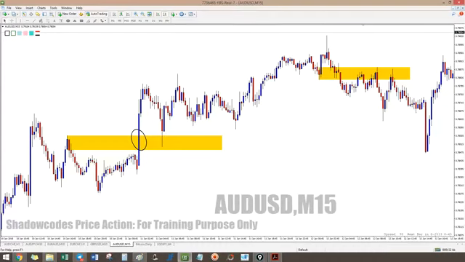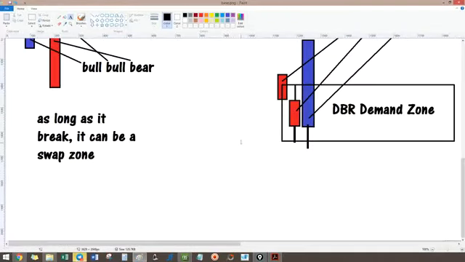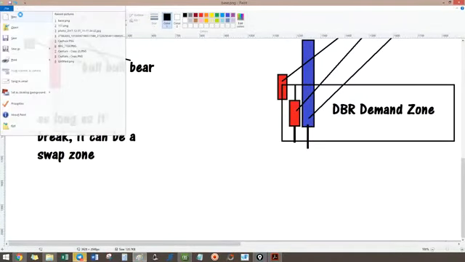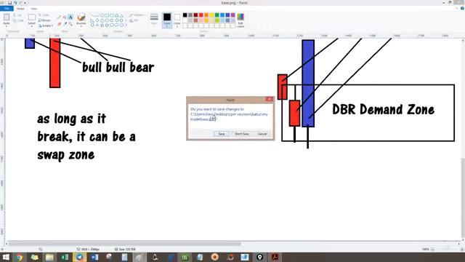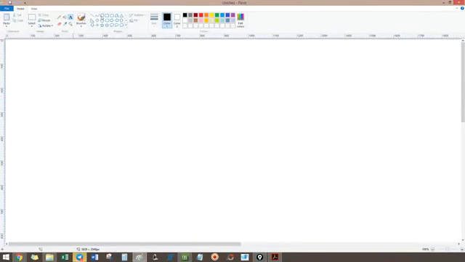What do you not understand? How do we know it is a swap zone or not? Because you just said before, swap zone: not expected, we have a new demand. How does it become a swap zone? It becomes like this.